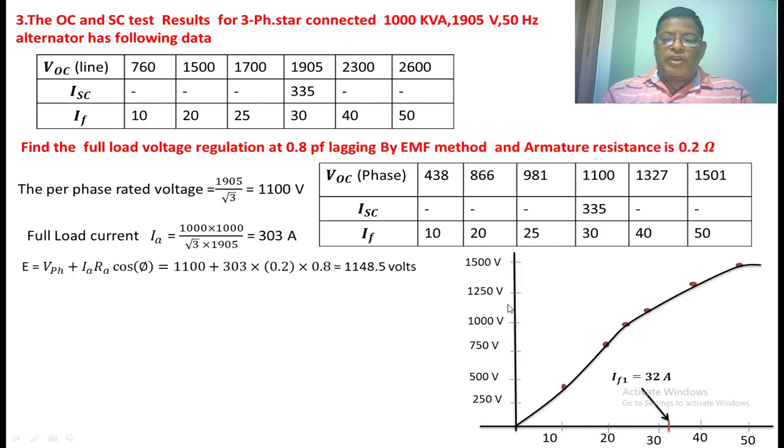Now corresponding to this voltage, I have to find out the field current. So this voltage we take on the y-axis, draw a horizontal line, and again draw a vertical line from the intersection. We are getting the IF1. Nearly, IF1 is 32 amperes.